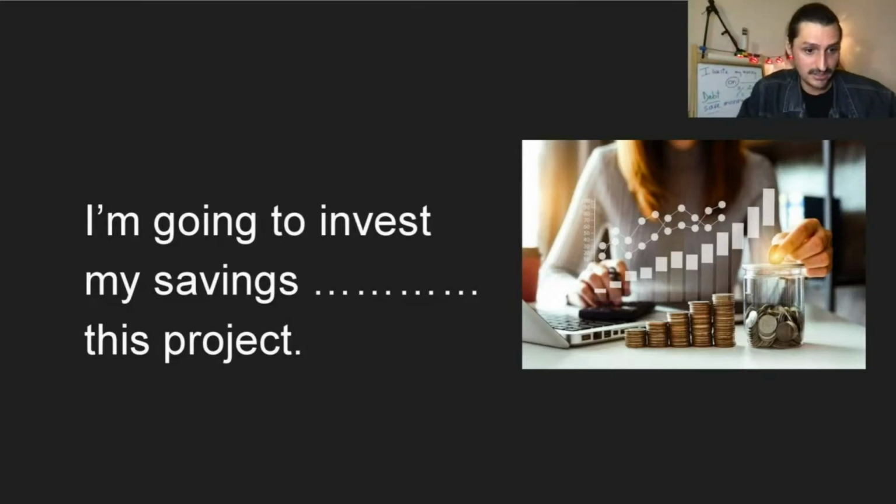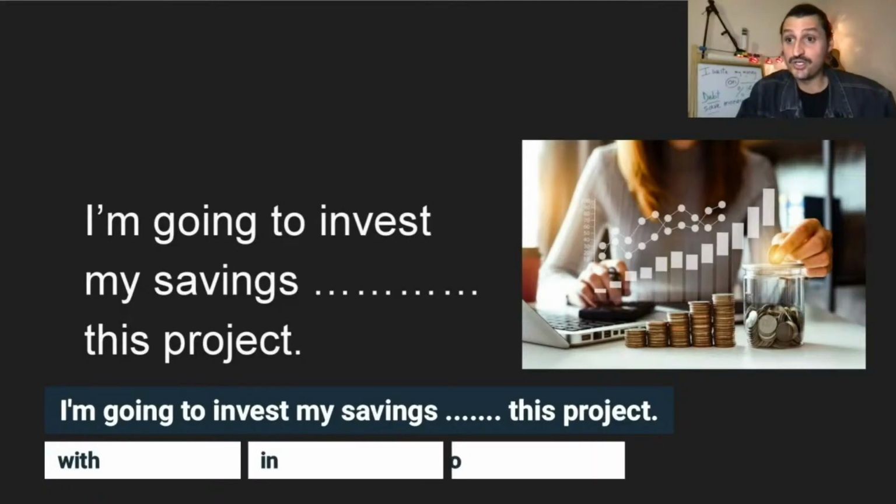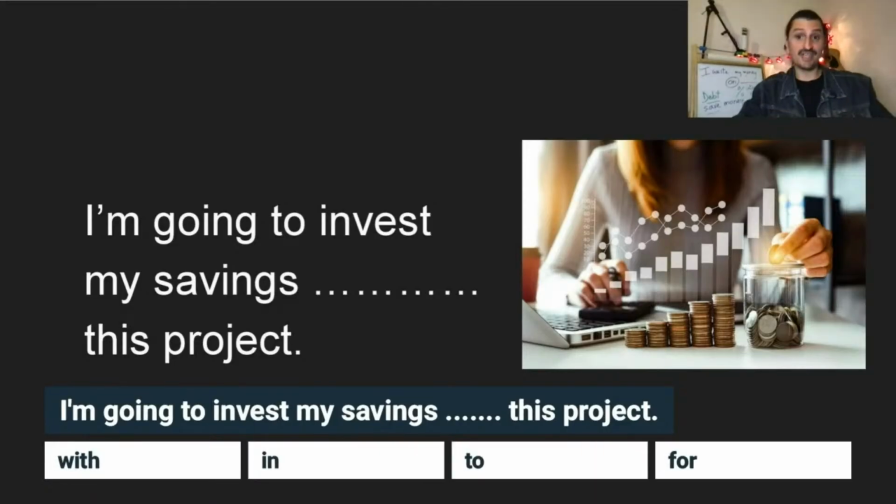So here, I'm opening this. Answer the correct one. What preposition do we use with invest? Do you say, I'm going to invest my savings with this project? I'm going to invest my savings in this project. I'm going to invest my savings to this project. Or I'm going to invest my savings for this project.